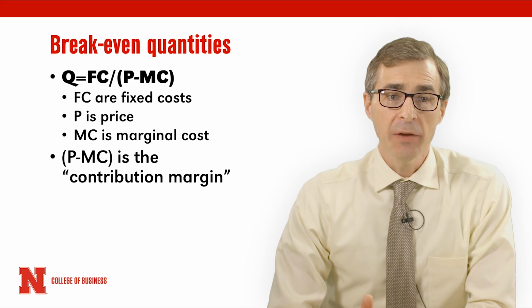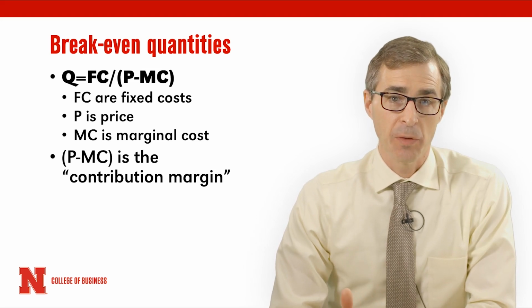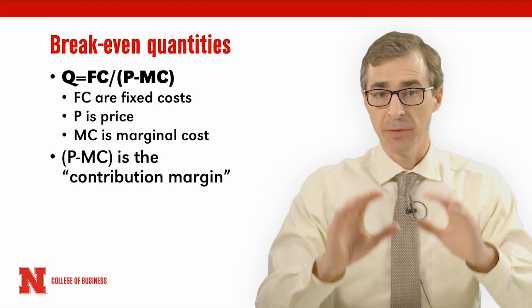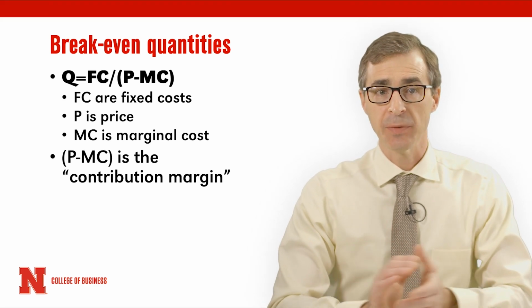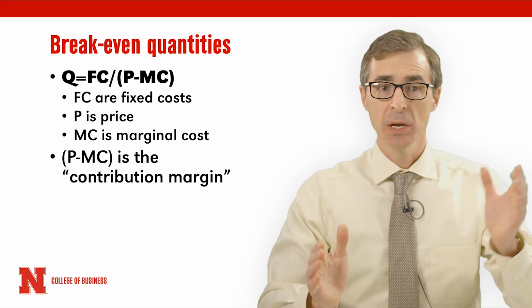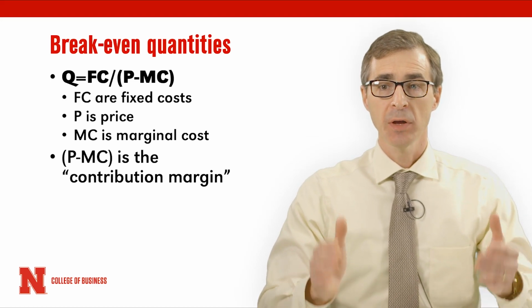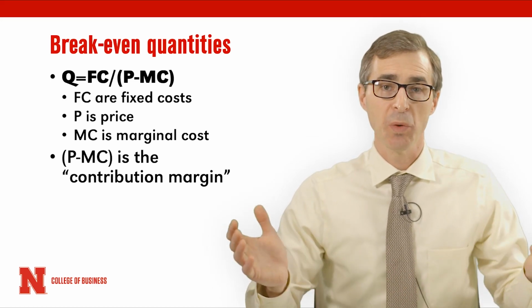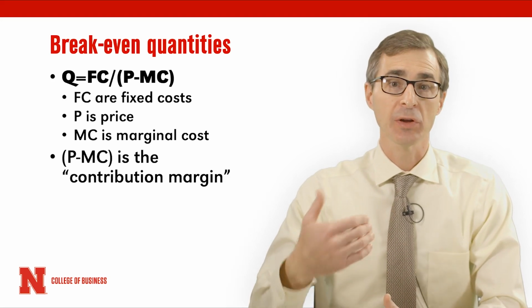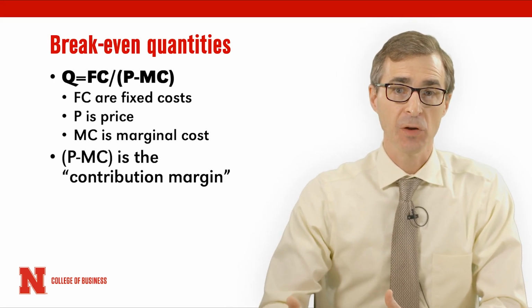We can derive the expression here for the break-even quantity. Q equals the fixed cost divided by the term in parentheses. And the term in parentheses is the contribution margin. It's equal to the price minus the marginal cost. The contribution margin is really what's left over after marginal cost has been met, in order to contribute to covering the fixed costs.